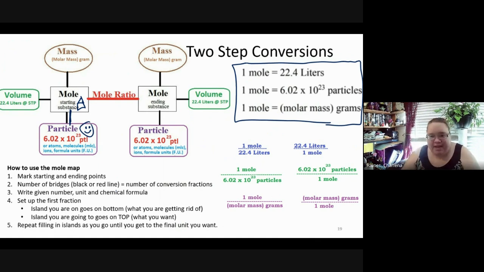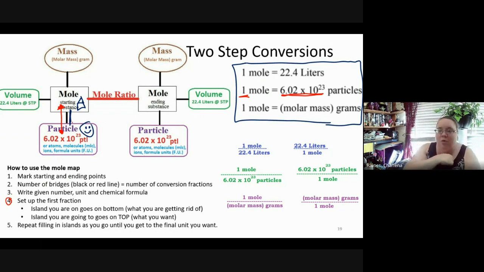When you go to set up the conversion, the island you are on always goes on the bottom of the fraction, and the island you are going to always goes on the top. We fill in the numbers from the equality. So the numbers would come from Avogadro's number in 1 mole.